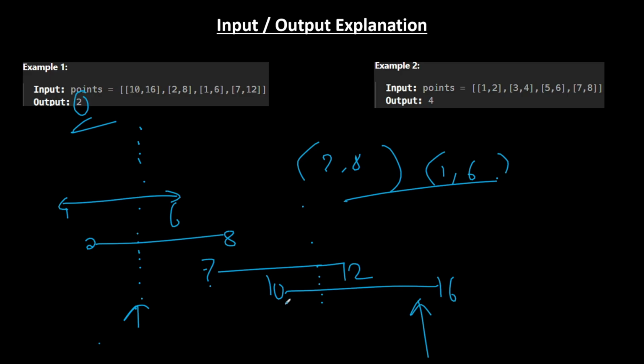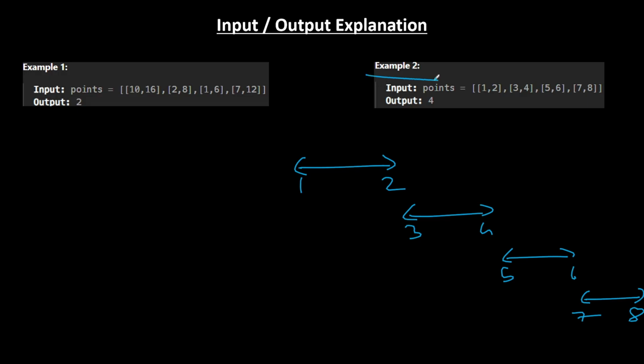Then in that case, to burst this balloon will require another arrow, right? 3 arrows. So that is inefficient. So from here we have observed that we have to take a common ground to burst the balloons. Okay, let's take this example 2 here.